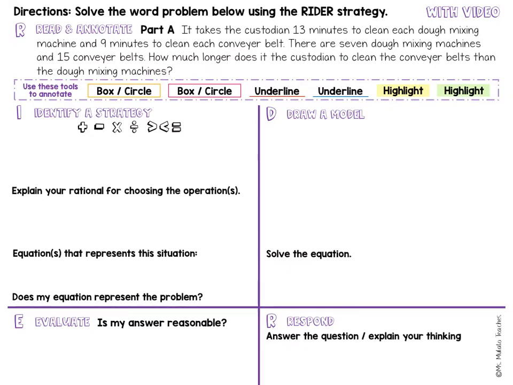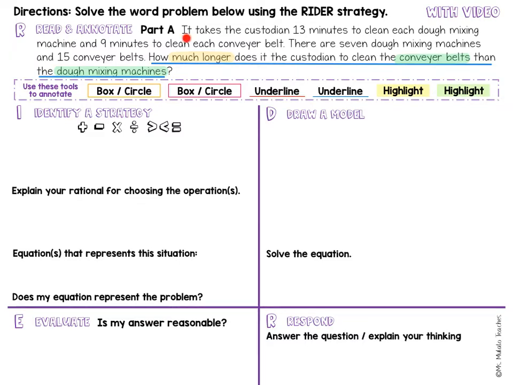So let's click on our blue underline and drag it up. In the question, I'm also going to highlight what is important. So we need to know how much longer it takes the custodian to clean the conveyor belts than the dough mixing machines. So we need to know about both the conveyor belts and the dough mixing machines.